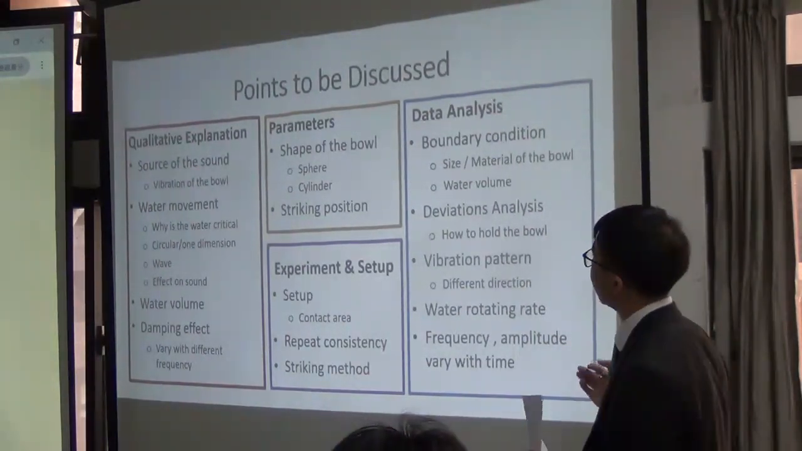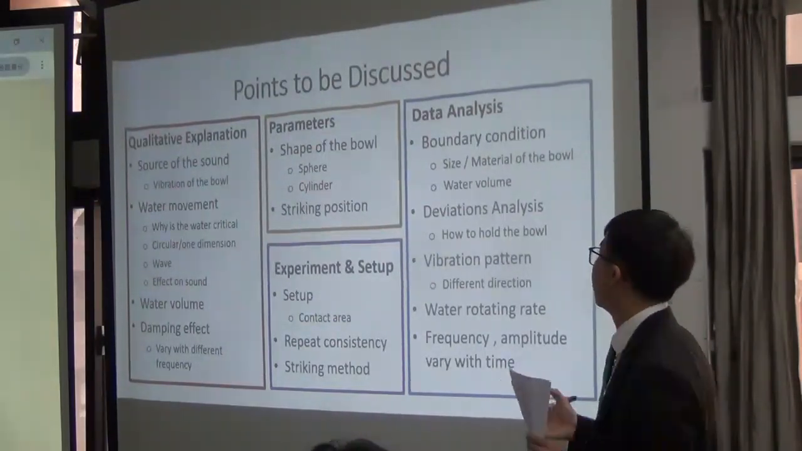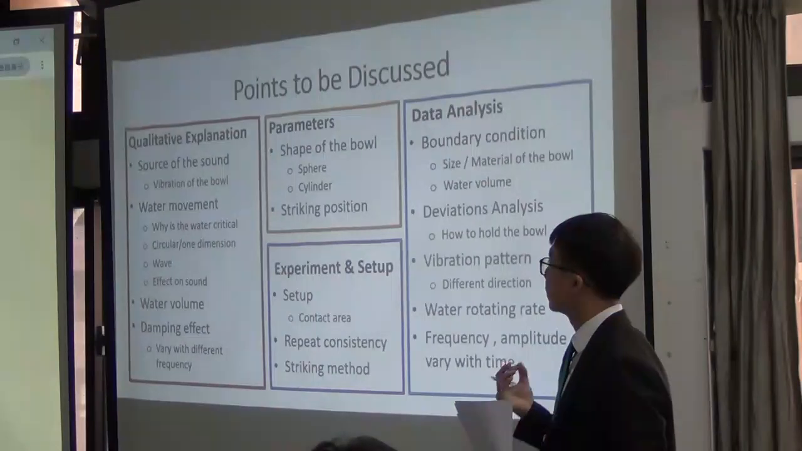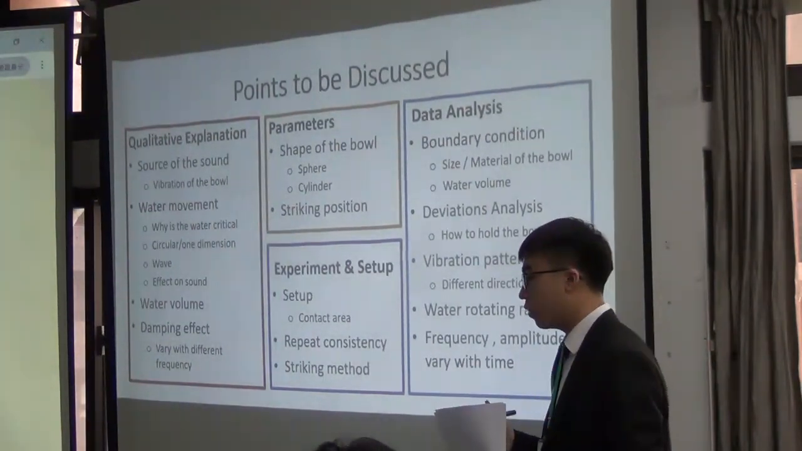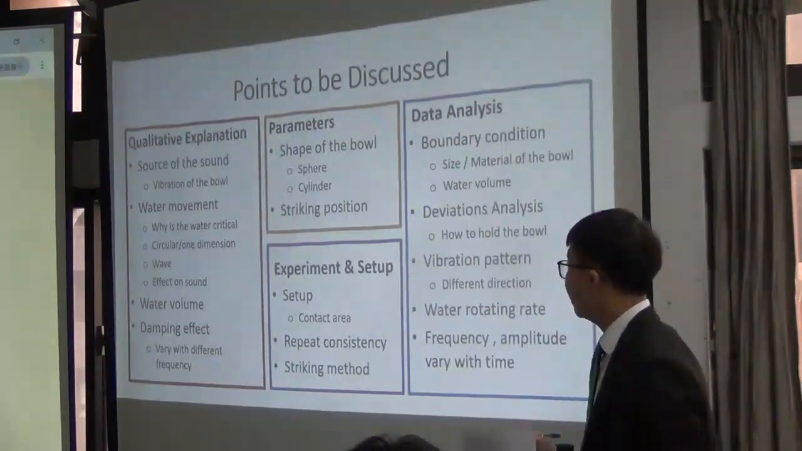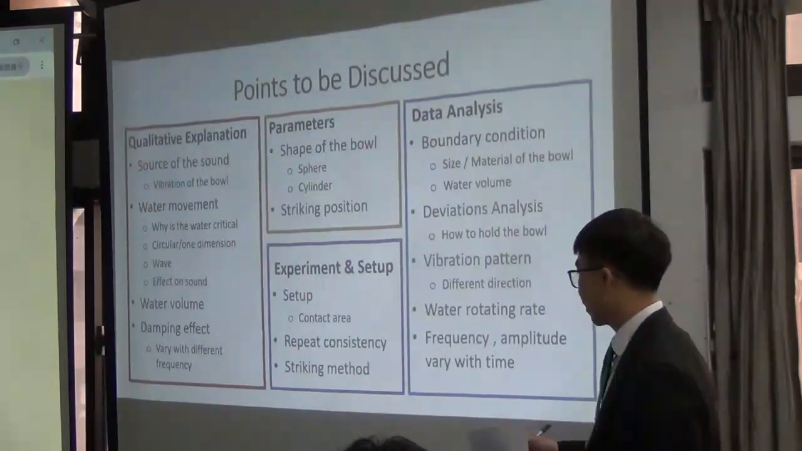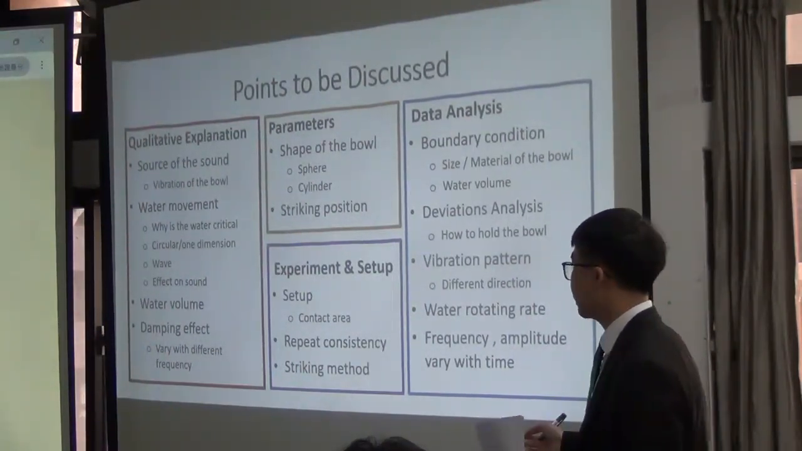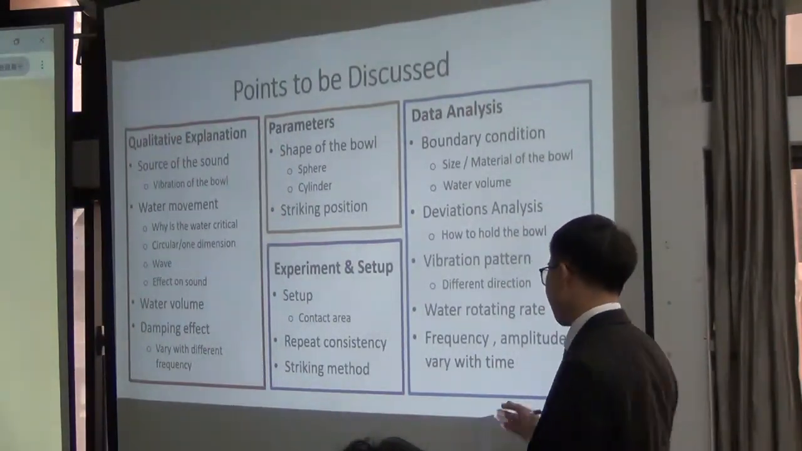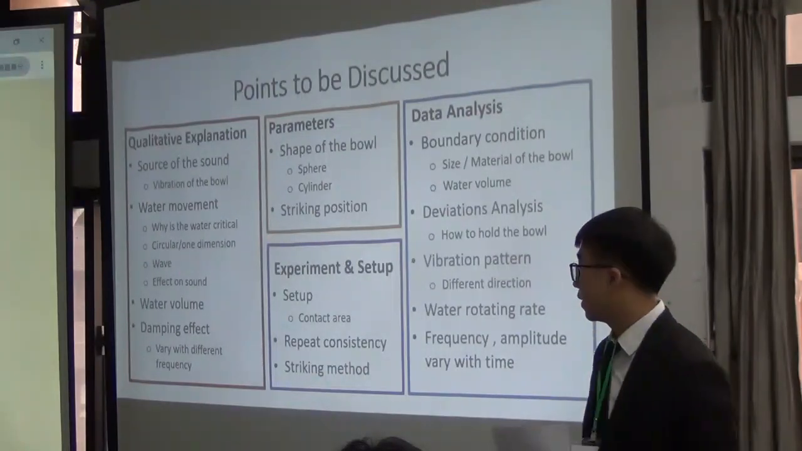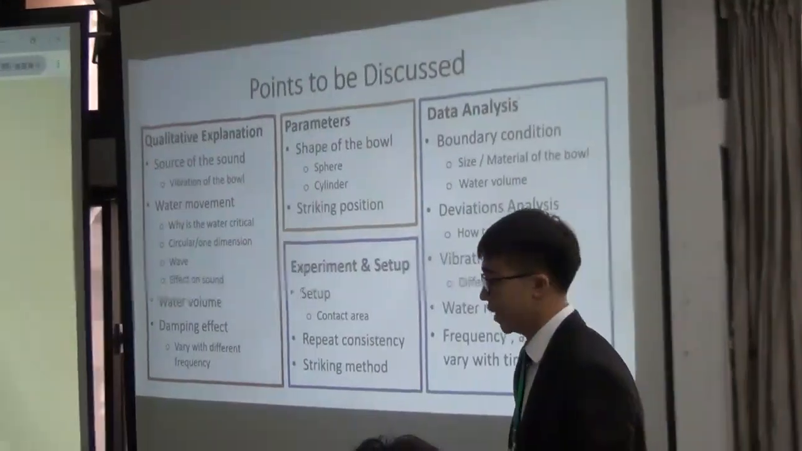Finally, moving on to the data analysis. We want to discuss the boundary condition. This includes the size and materials of the ball, and of course, the water amount previously mentioned. About deviation analysis, we want to discuss how holding the ball can minimize the deviation. About the vibration pattern, we'll discuss how different directions of the damping affect the phenomenon. The water rotating rate is one of the influencing factors we will discuss later. About the frequency amplitude varying with time, that's the thing we want to discuss. And I would like to invite the reporter to have the discussion.